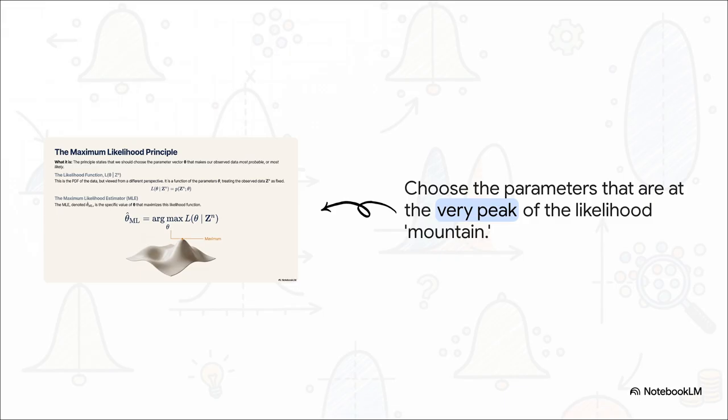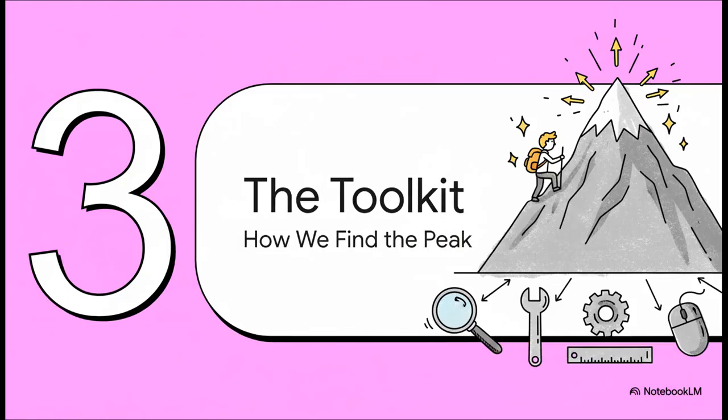Our job is to be a mountain climber. Find the absolute highest peak in that entire landscape. The coordinates of that peak, the specific values of theta that get you to the top, that is our maximum likelihood estimate. It is, by definition, the set of parameters that makes our data the most probable. That's our entire mission.